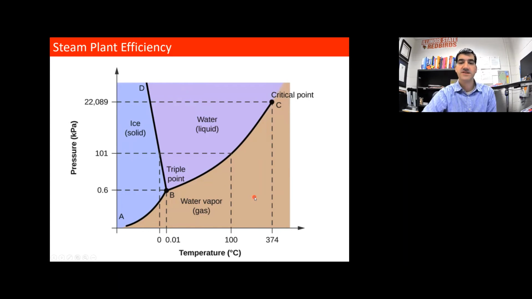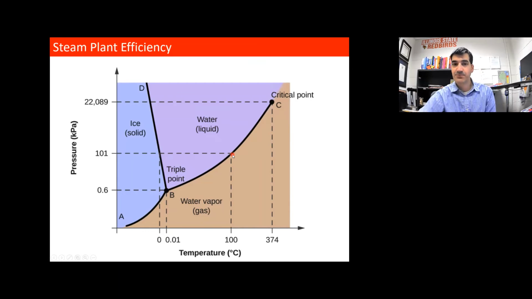So what you can see is that as we go from left to right along this diagram at atmospheric pressure, 101.3 kilopascals is atmospheric pressure, as we add heat and increase the temperature, first of all, we increase the temperature of the ice, then we melt the ice into water, then we increase the temperature of the water, and then eventually if we keep adding heat, we turn it into steam.